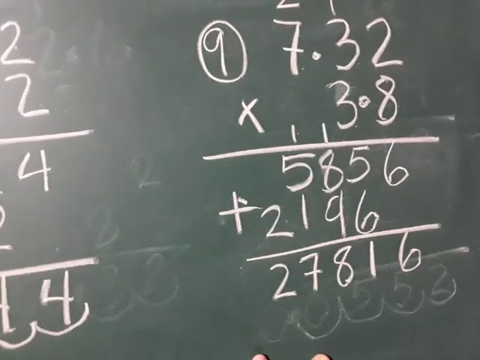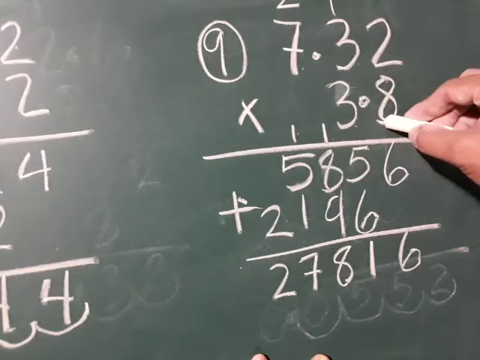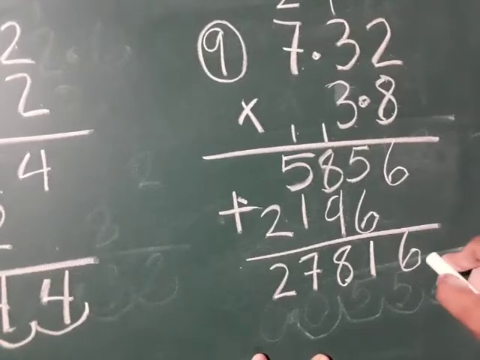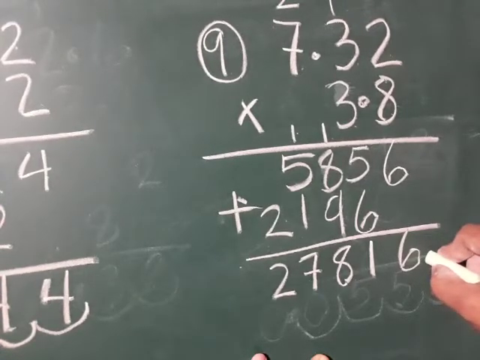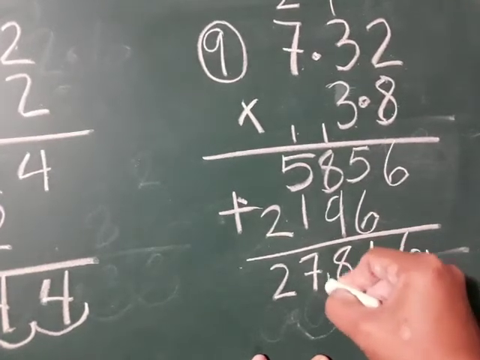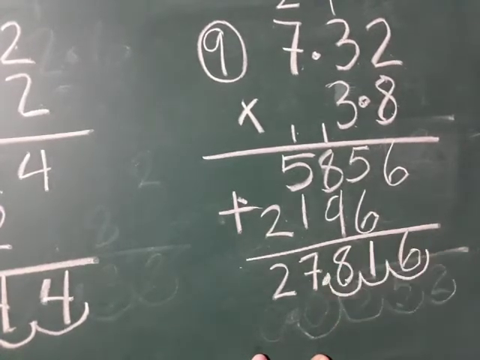Then count the number of decimals on the right side of the given factors. 1, 2, 3. So, jump backward to the product 3 times. 1, 2, and 3. So, our answer is 27.816. Okay, more examples.